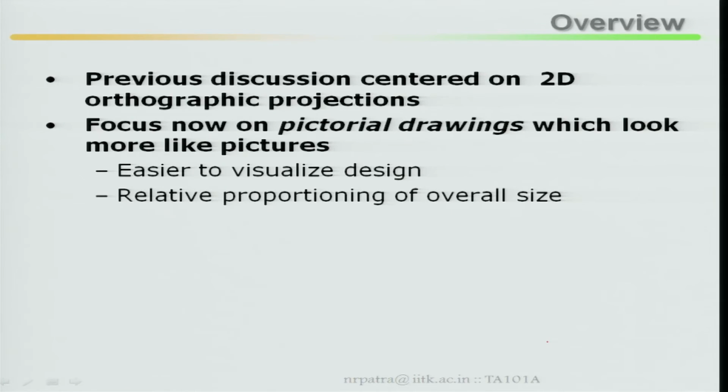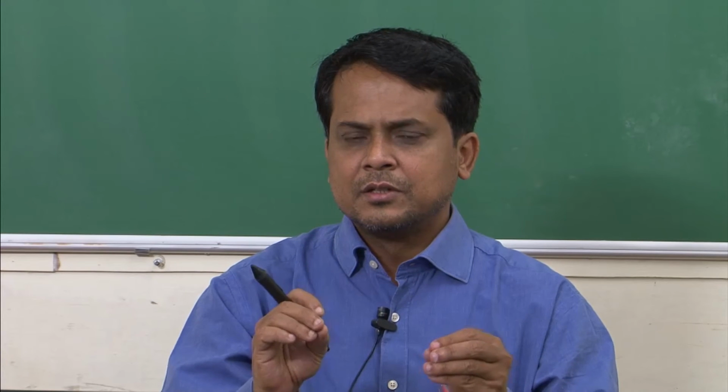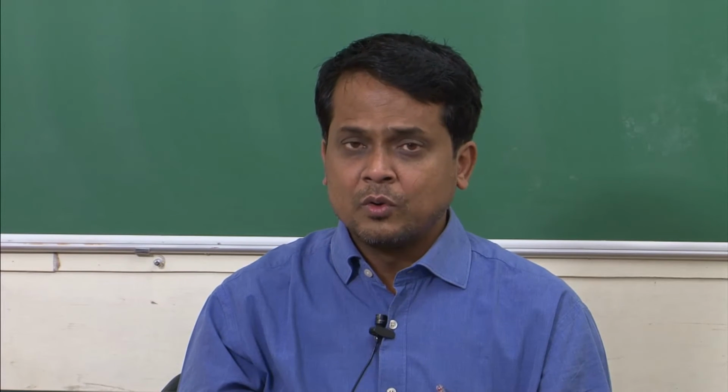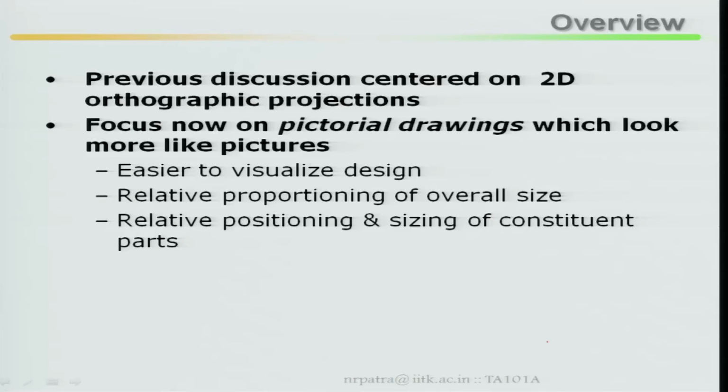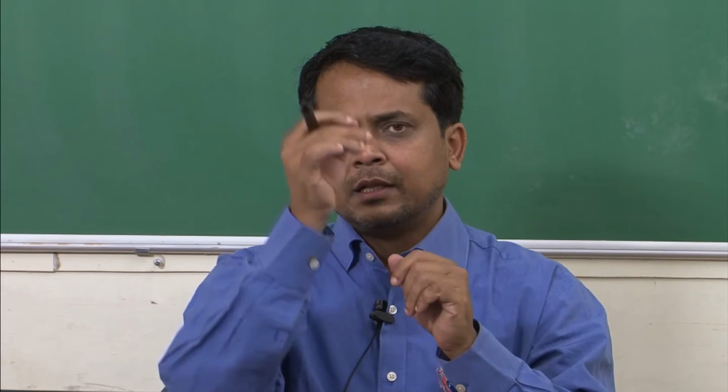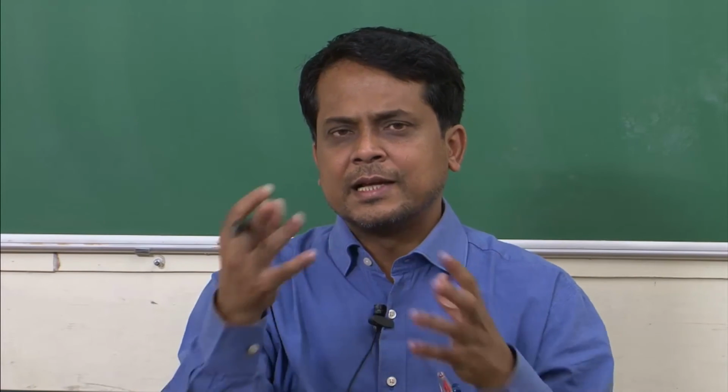Relative proportioning of overall size is more important. First, it is very easy to visualize how you proceed for design. Then the relative proportion of overall size: comparing the top, bottom as well as side, how the size varies, whether the size is consistent throughout or different somewhere else. Then relative position and sizing of constituent parts. If I rotate it, I can see part 1, part 2, part 3 assembled. What do these different parts constitute, and what is their size?